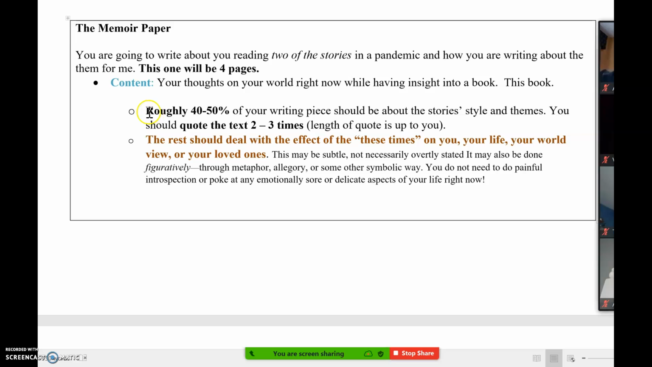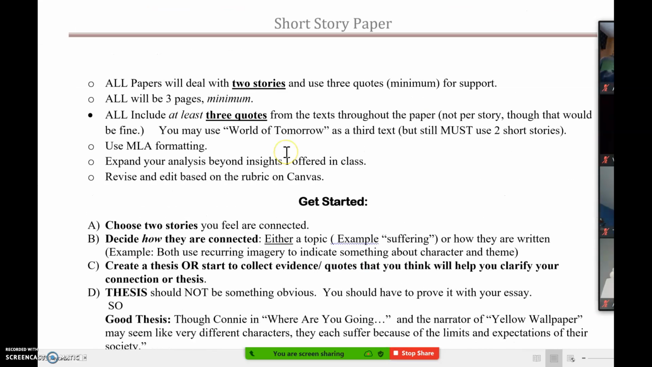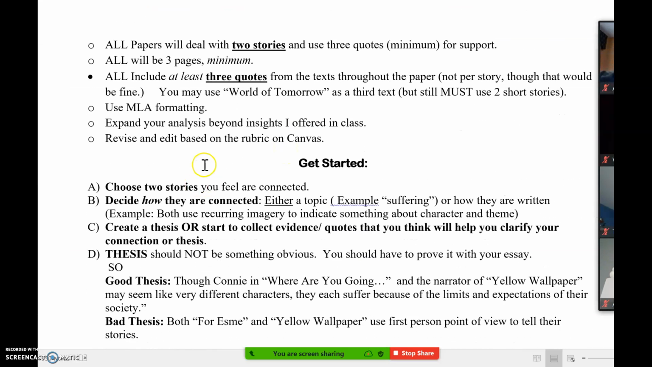And in fact, about 50% of it would be about the stories and their style and themes. Again, I would give you guidance for this. The rest should deal with the effect of these times on you, your life, your world, or your loved ones. This does not need to be some emotional confession, though. If you've had a hard time, it could be cathartic. It's up to you. So this one is like you writing about you reading the stories in your situation. Again, I'll expand on all those, but I just want to get through this so that you can take your first steps today.